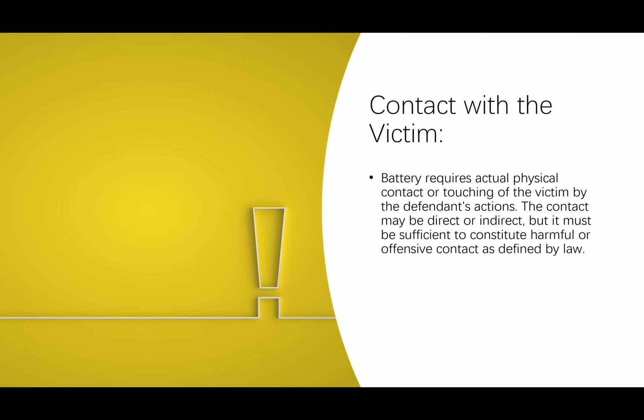So battery requires actual physical contact or touching of the victim by the defendant's actions. The contact may be direct or indirect. So you can either touch somebody, like hit somebody, or you can throw something and hit somebody. That will still be battery. You shoot somebody, that would still constitute... well, it wouldn't constitute battery unless it's not harmful at all. It would probably be wounding, because if you shoot somebody, blood probably is drawn, and that would be wounding.